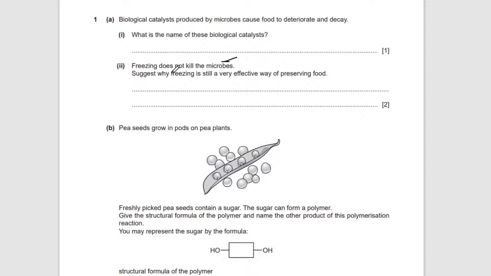Or one of the very good answers you can write here is that enzymes work well at high temperatures. We've learned that in rates of reaction, and we've said that the higher the temperature, the faster the reaction. But with a lower temperature, enzymes will be less effective. This catalyst will be less effective, and therefore this will lead to a slower reaction rate, and you will get your 2 marks there.